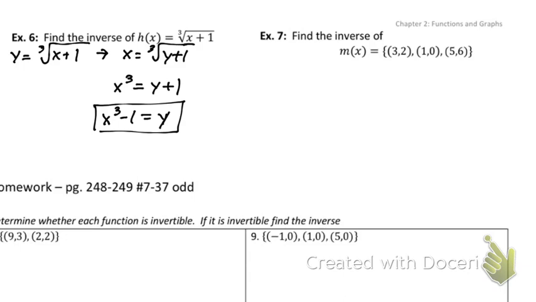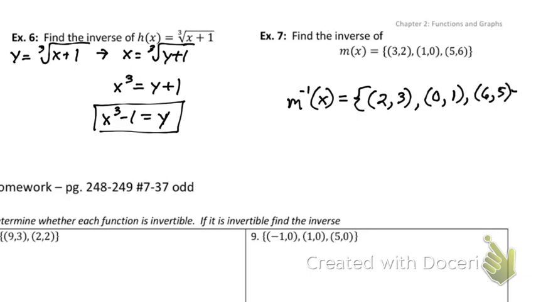I would just flip the x and y values. There's nothing to solve for this time. We just flip the x and y values. And what I would do is I'd add an inverse up here. And inverse of x equals, and we'll change these to 2 comma 3, 0, 1, and 6, 5.